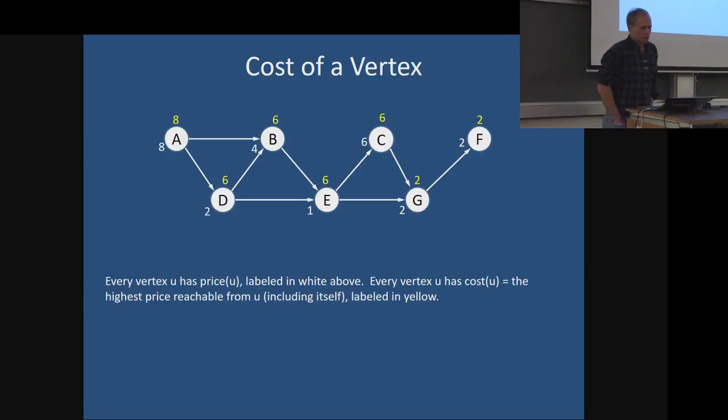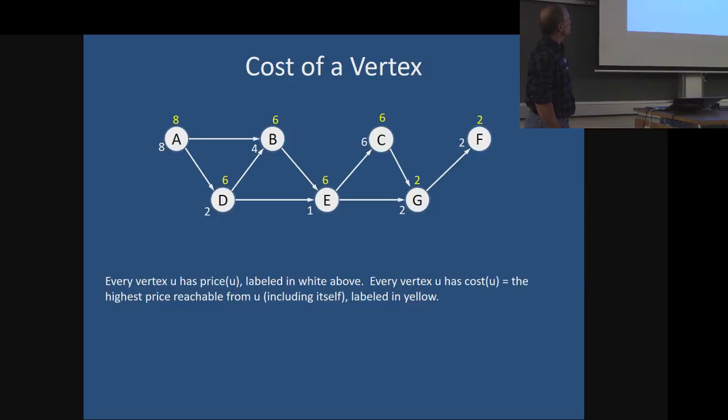Okay. All right, this is kind of a contrived one. Cost of a vertex. Every vertex has a price, which is labeled in white, and we want to compute a cost. The cost is the highest price that's reachable from the vertex, including itself. So why is the cost of D 6? Cost is yellow, the price is white. Why is the cost of D 6? Because C is reachable and it has a price of 6.